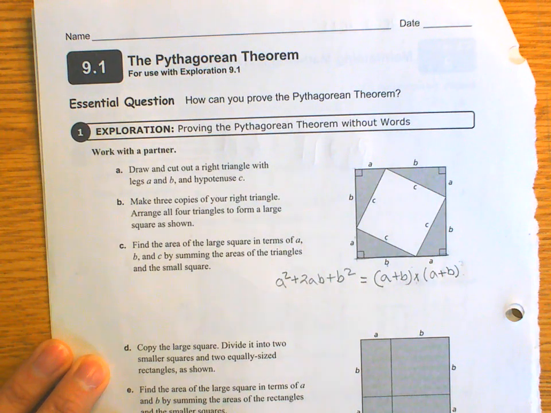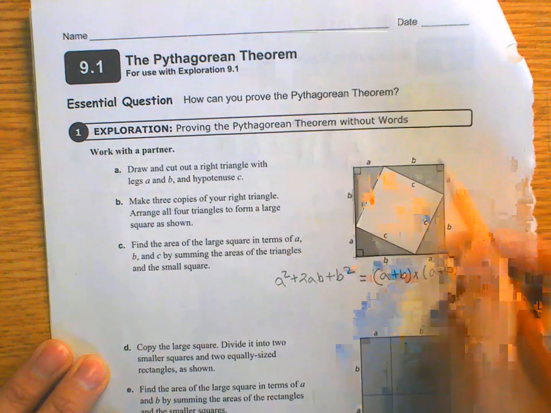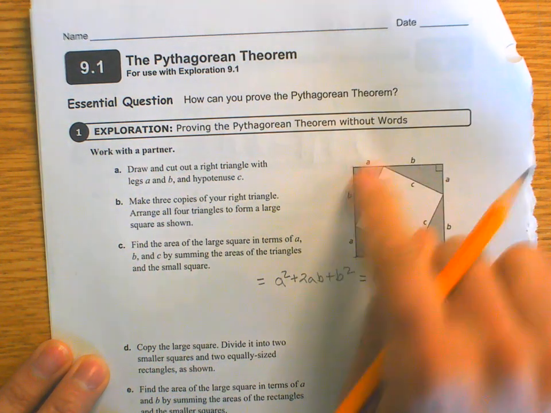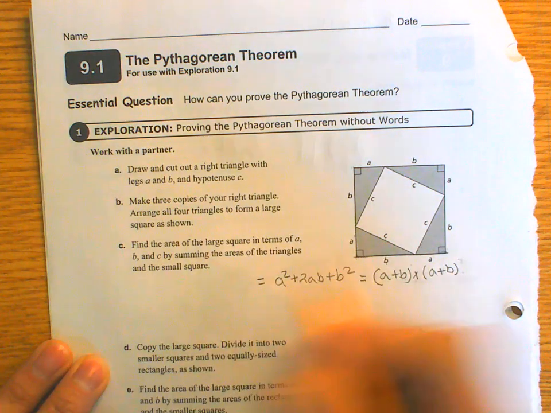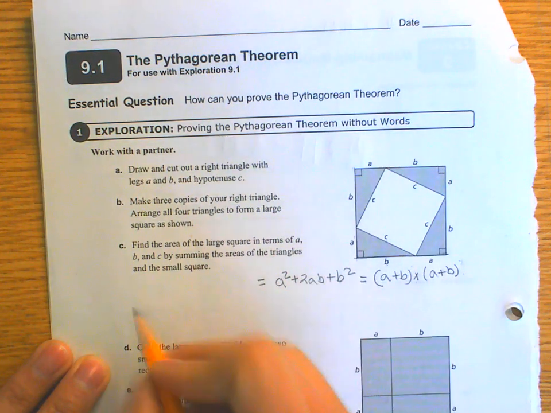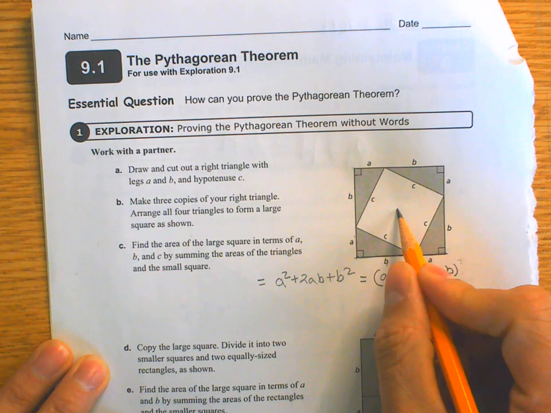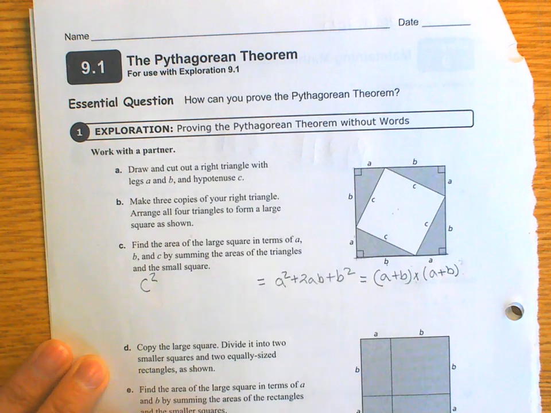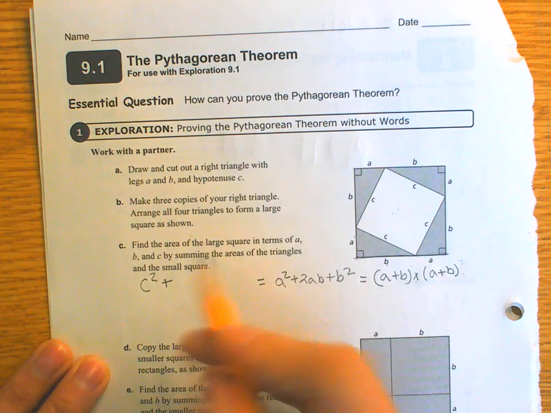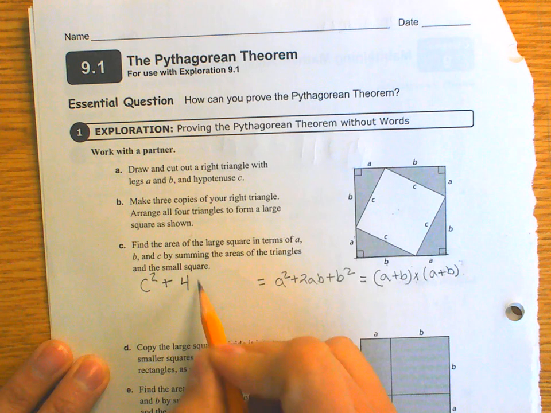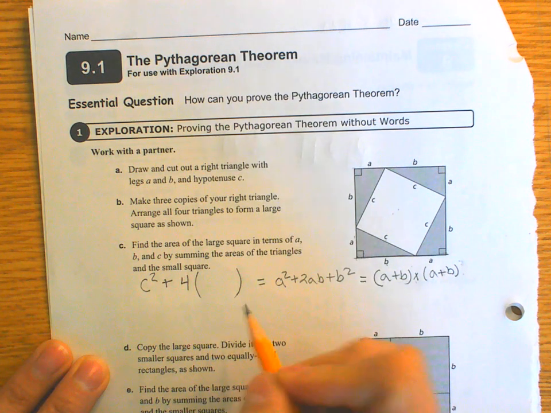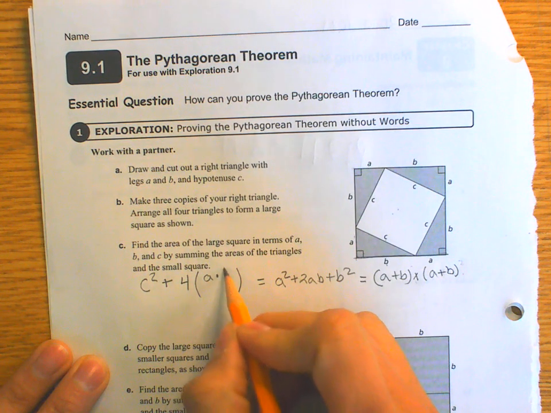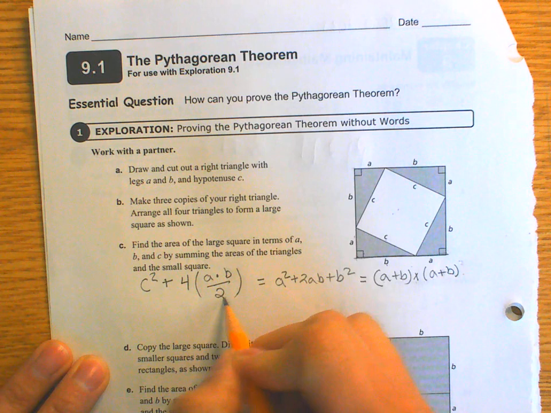Now, that's the area of the whole square. But also, it is made up of the area of different little squares and the rectangle. So, of the square that's in the middle, the area of this white square is going to be C squared. Plus, now we have 4 of those triangles. So the area of one triangle is going to be the base times the height divided by 2. So A times B divided by 2 gives me the area of one of them.